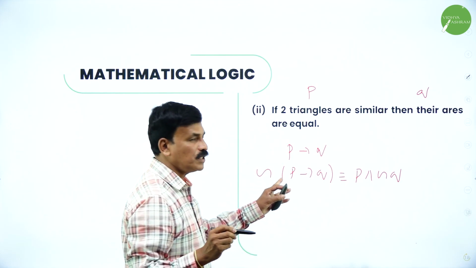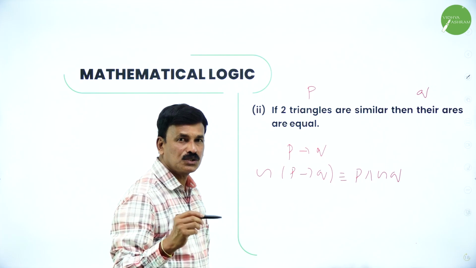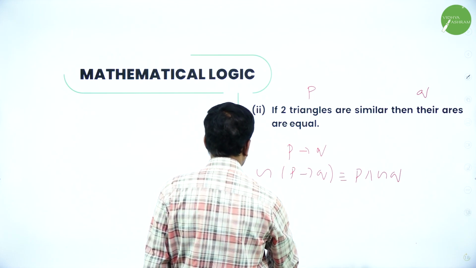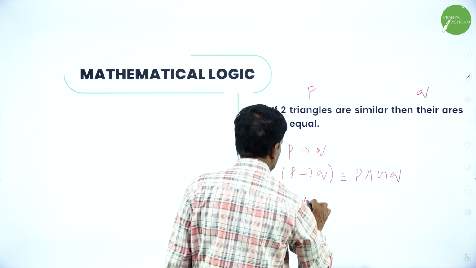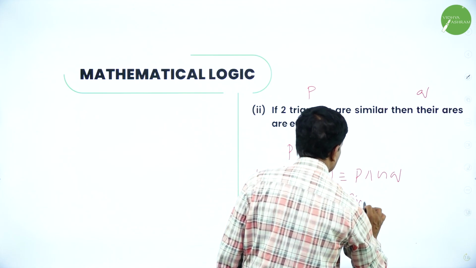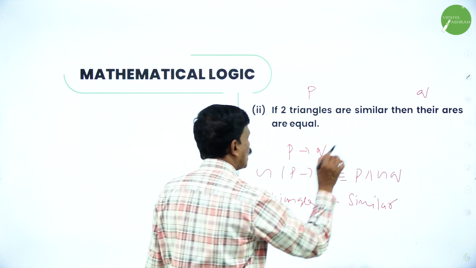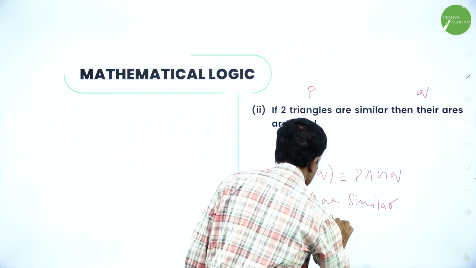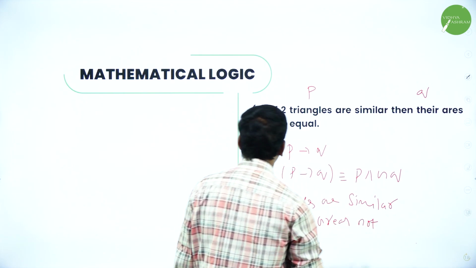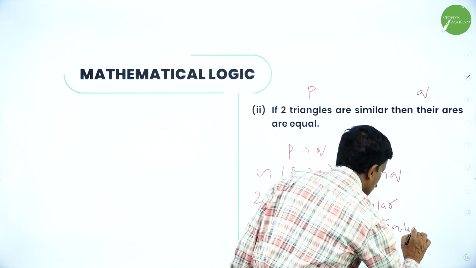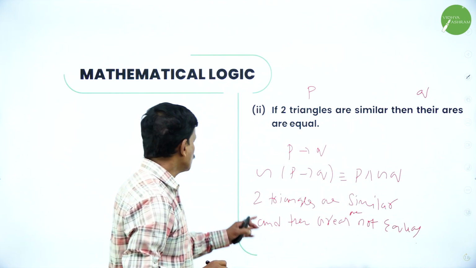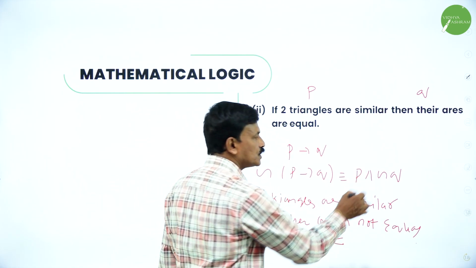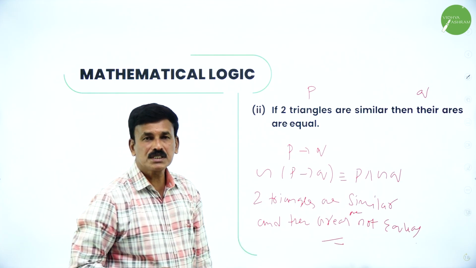Negation of P conditional to Q is P conjunction negation Q. What is P? Two triangles are similar, and their areas are not equal. So two triangles are similar and their areas are not equal. That is P conjunction negation Q, the negation for the given statement.